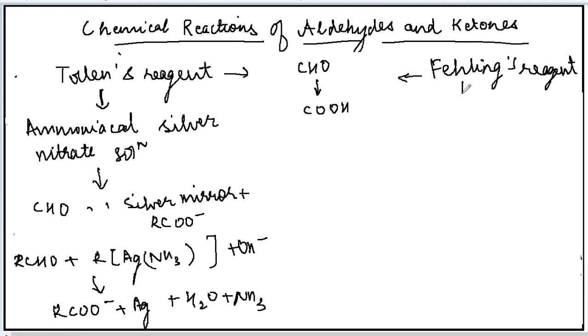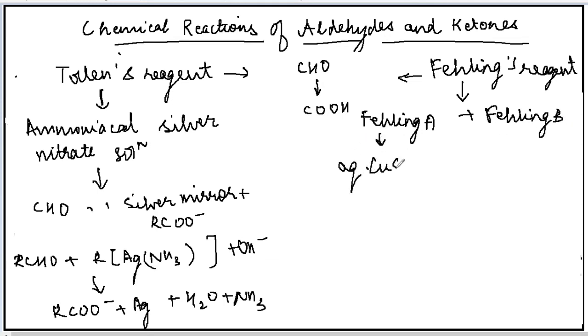Now Fehling's reagent. Fehling's reagent is formed by mixing Fehling A and Fehling B solution. Now what is Fehling A solution? Fehling A solution is your aqueous copper sulfate solution, and Fehling B solution is alkaline sodium potassium tartrate. So when these both solutions are mixed together, they result in the formation of Fehling's reagent, and that Fehling's reagent will bring about the oxidation of aldehyde.